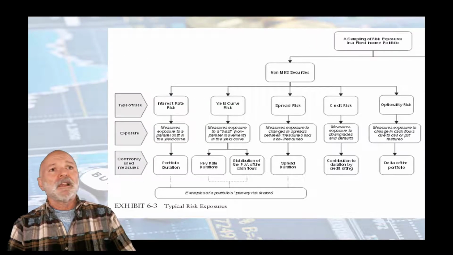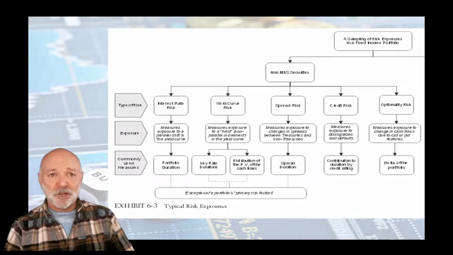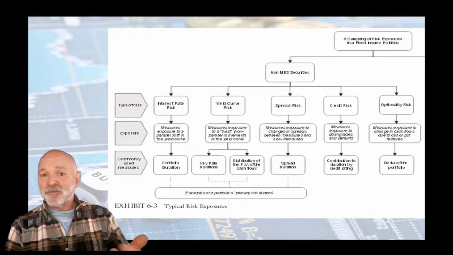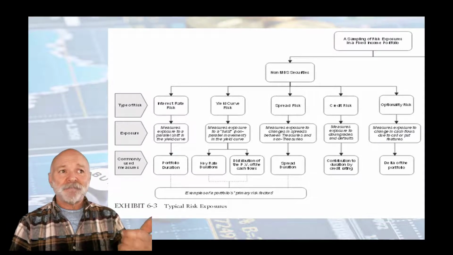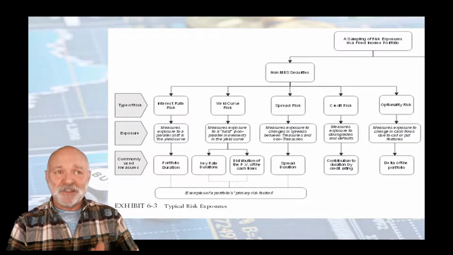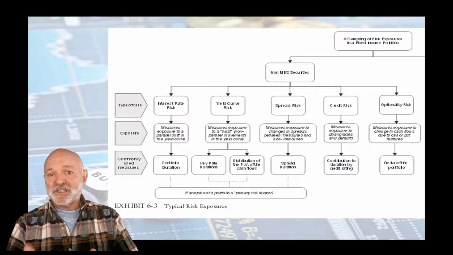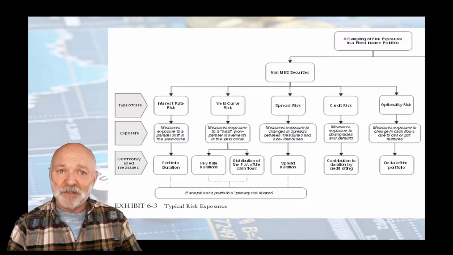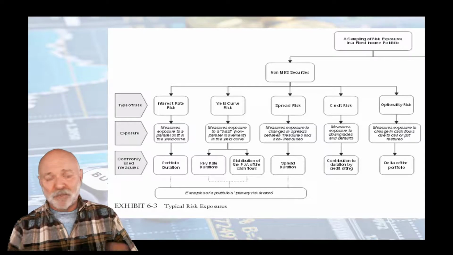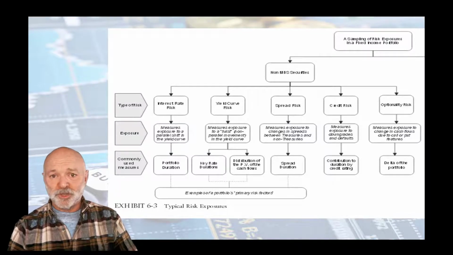But if we just look at the non-mortgage-backed securities on the left-hand side of the chart, you'll see that the types of risk include interest rate risk, yield curve risk, the credit spread risk or spread risk, the specific credit risk, the risk of a downgrade or partial default, and then the risk that comes from things like call options or call provisions, any kind of special features.